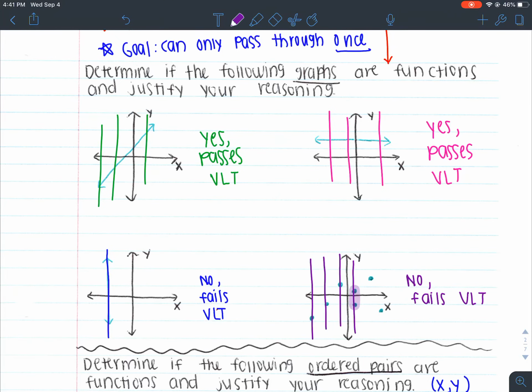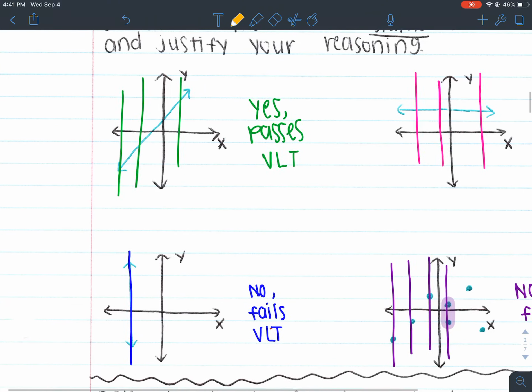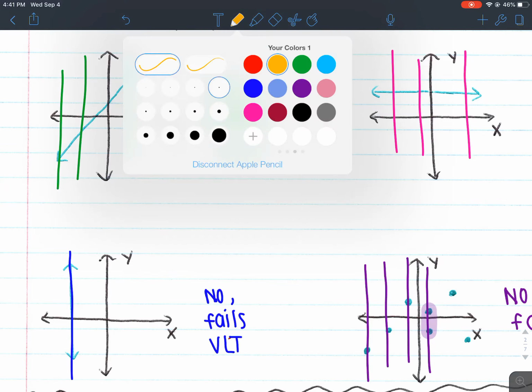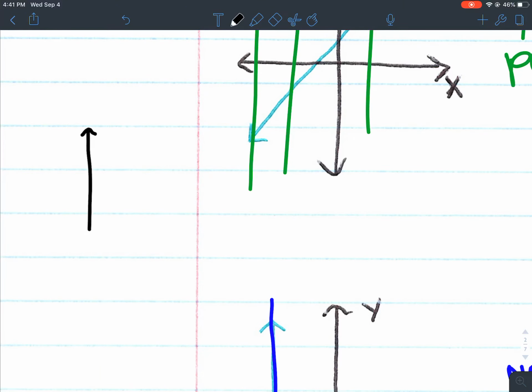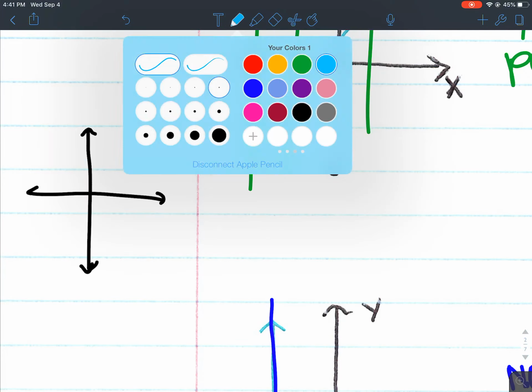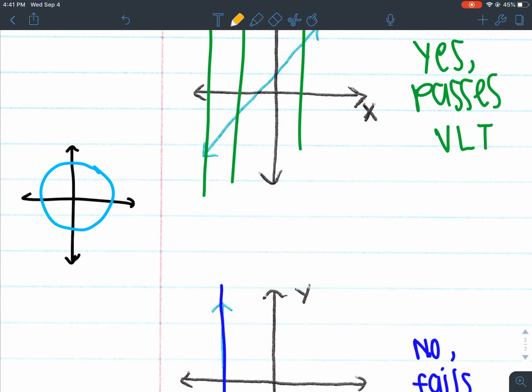Okay, and then for this second one, I wanted to give you a different kind of example because I feel like we should maybe talk about it. All right, so let me draw a graph over here. And then I'm going to draw a circle. And I'm going to ask you, is this a function? And you're just like, okay, well, let me use a vertical line test. Nope. Because it goes through this point and this point. So this is no, it fails the VLT.